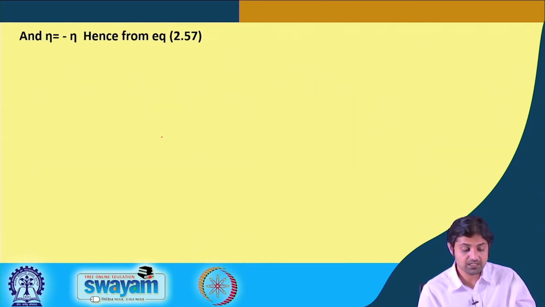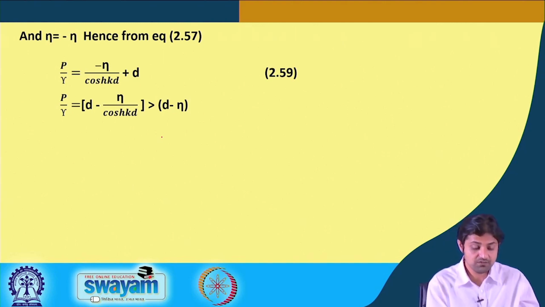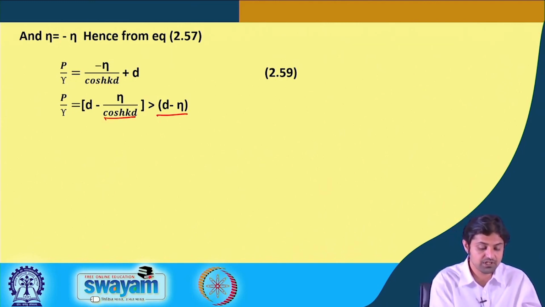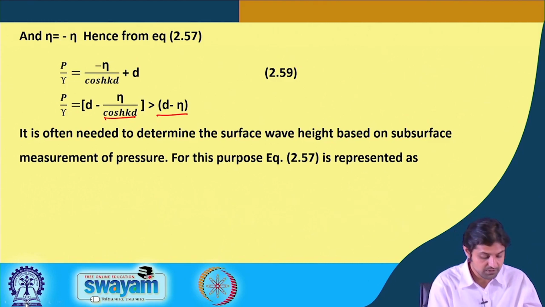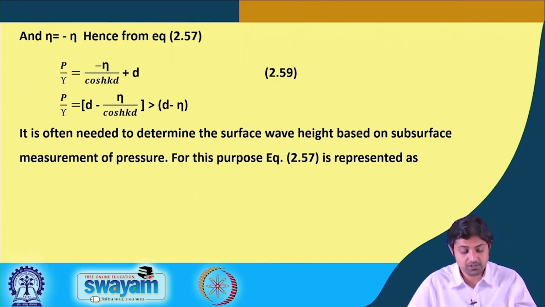And n in eta is equal to minus eta, therefore we will get P by gamma is equal to minus eta by cosh kd plus d, which means that P by gamma, d minus eta by cosh kd, will always be greater than d minus eta, because this is greater than 1.